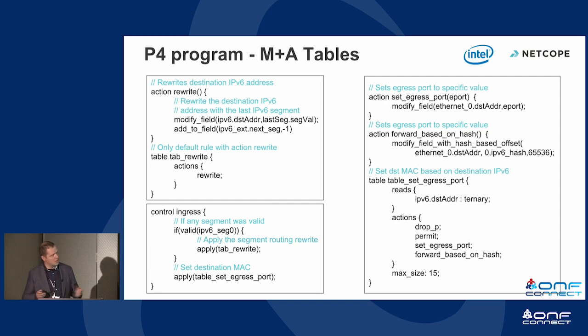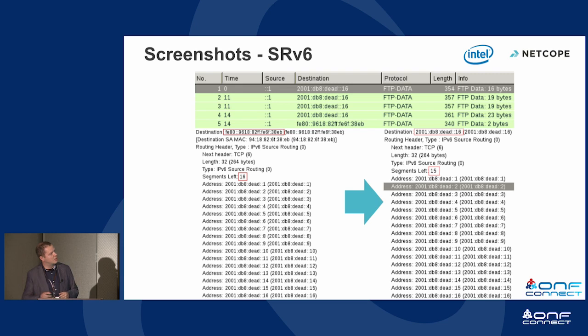So what it does to a packet, as you can see, it rewrites the destination IPv6 address, which are those red rectangles just below that green line. And then the segments left field also gets rewritten to 15 so that the next device down the link will know what to do with the packet.